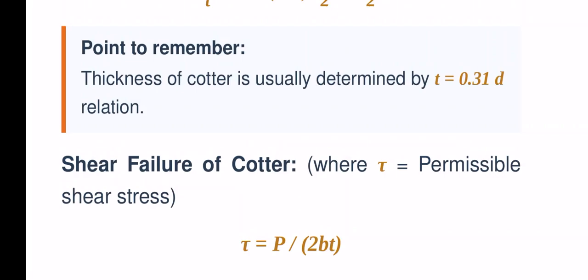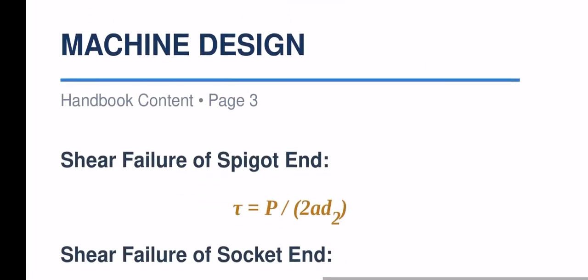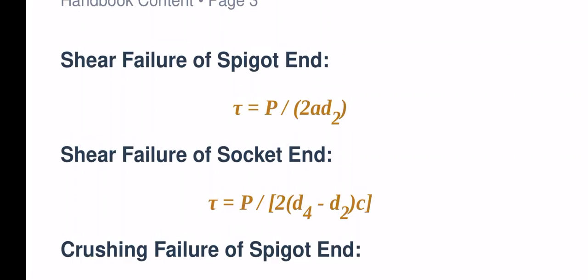Shear failure of cotter, where tau is the permissible shear stress: tau is equal to P divided by 2bt. Shear failure of spigot end: tau is equal to P divided by 2 a d2. Shear failure of socket end: tau is equal to P divided by 2 into d4 minus d2, whole into c.